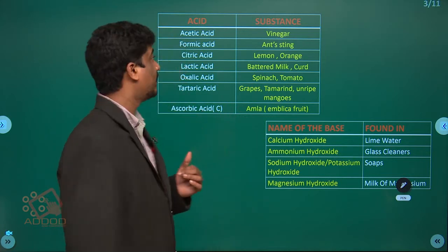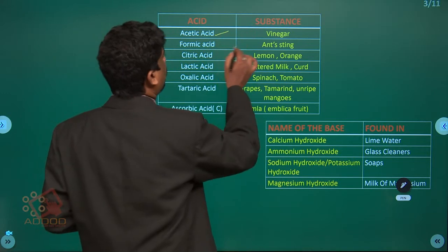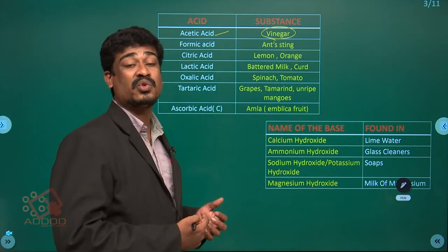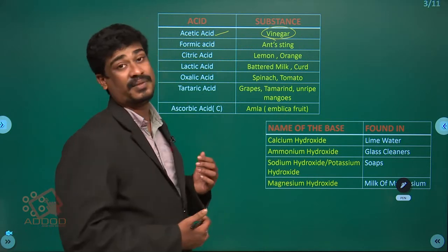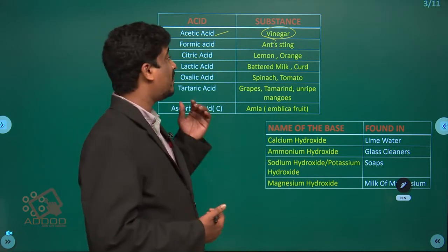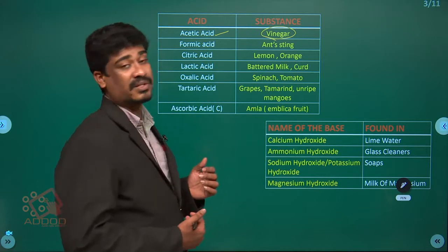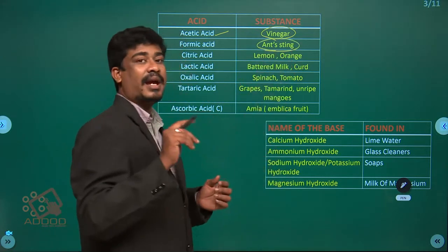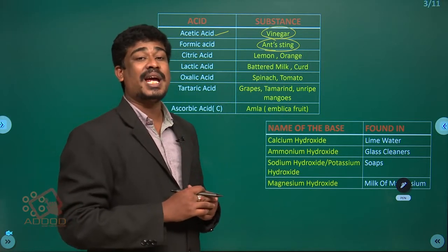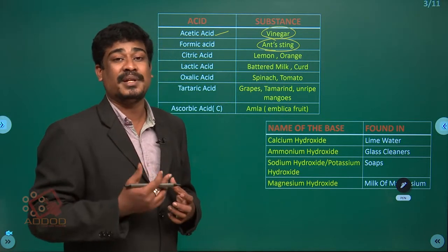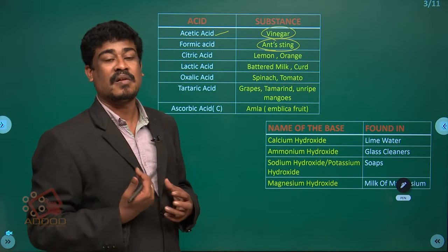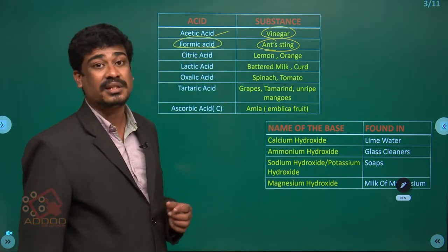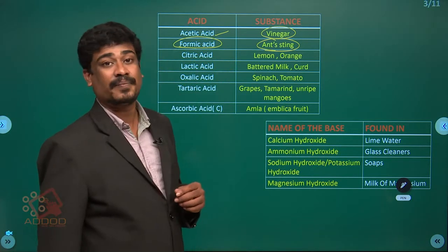Acetic acid, very important. Vinegar contains acetic acid. In the last lesson we saw that vinegar is sour to taste. Why? Because it is an acid. So in vinegar acetic acid is present. And in an ant's sting: while ants bite, it can cause pain. Why? Because it contains formic acid. An ant's sting contains formic acid.